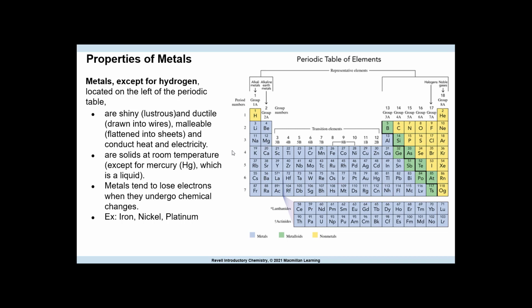Metals tend to lose electrons when they undergo a chemical reaction. So for instance, sodium chloride, everybody knows what salt is. Sodium will lose its electrons and join with chloride. And chlorine will take the electrons. And that allows this bond between them that makes sodium chloride. But chlorine on its own is a very deadly gas. So it's very different from the properties that we know of sodium. Metals tend to lose electrons. So when I say that, that means they tend to give away their electrons, some of them easier than others. Iron, nickel, and platinum, those are examples of metals.